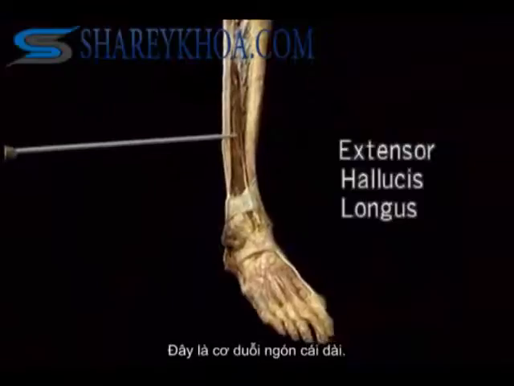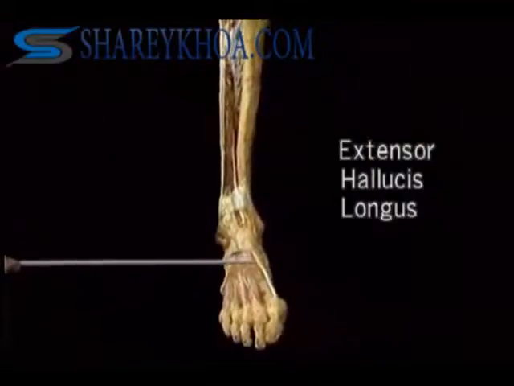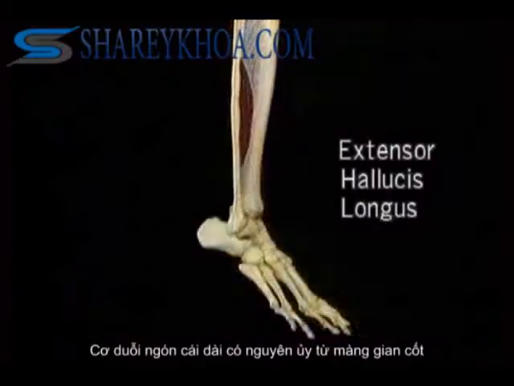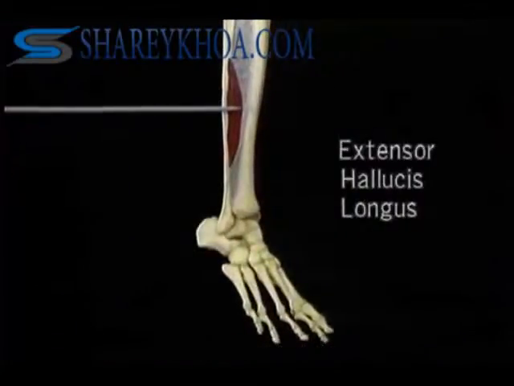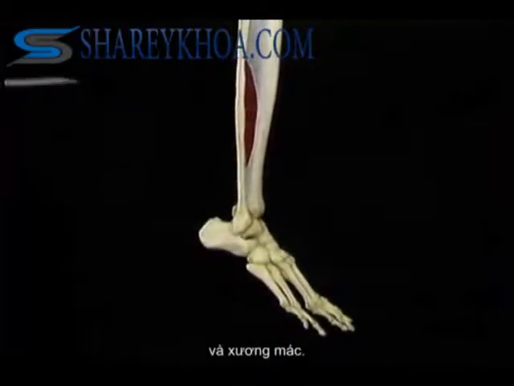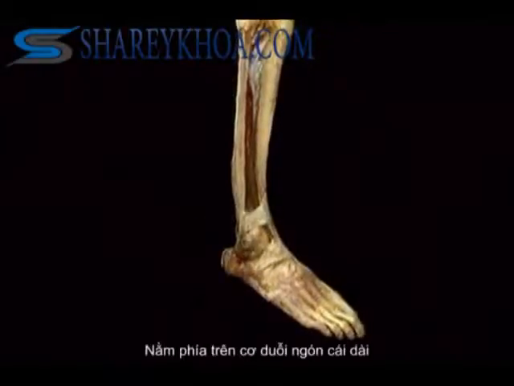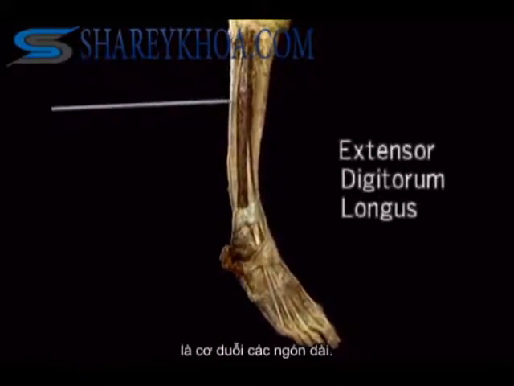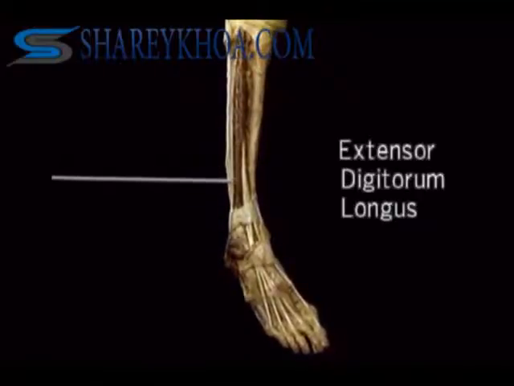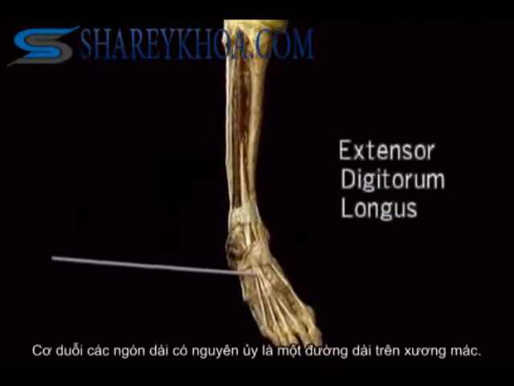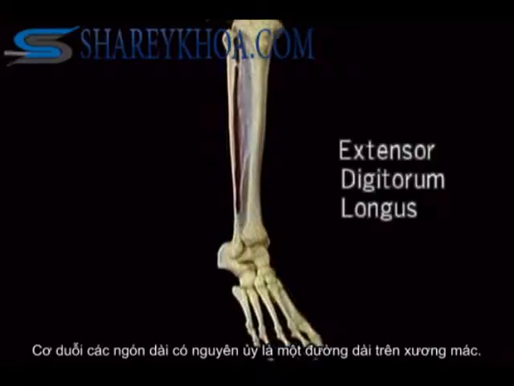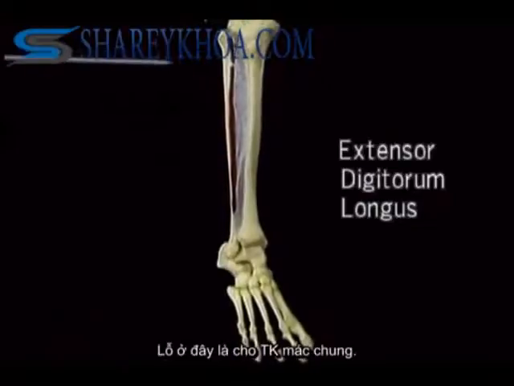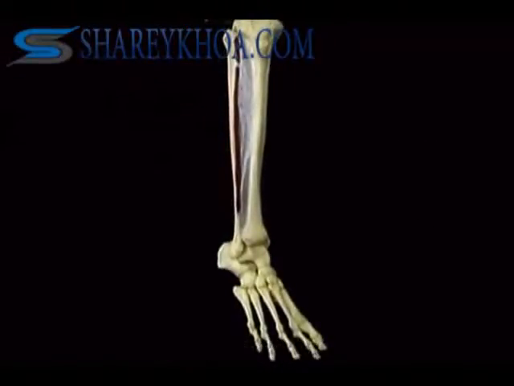Here's extensor hallucis longus. Extensor hallucis longus arises from the interosseous membrane and from the adjoining fibula. Lying on top of extensor hallucis longus is extensor digitorum longus. Extensor digitorum longus has a long line of origin here on the fibula. This gap is for the common peroneal nerve.